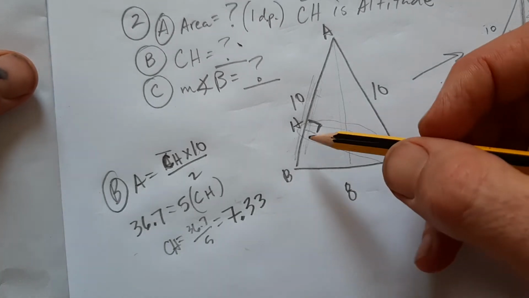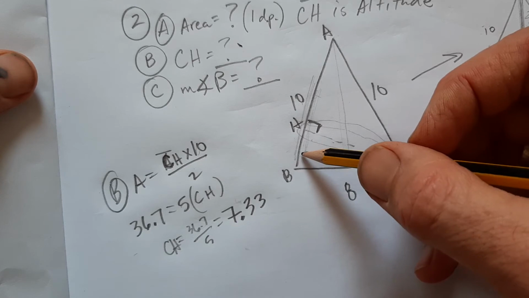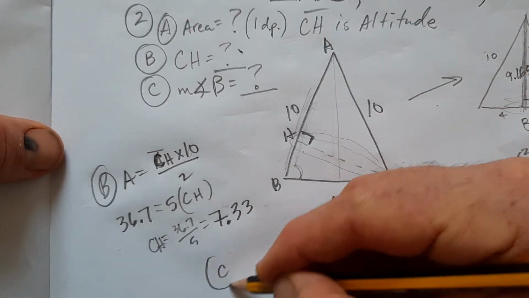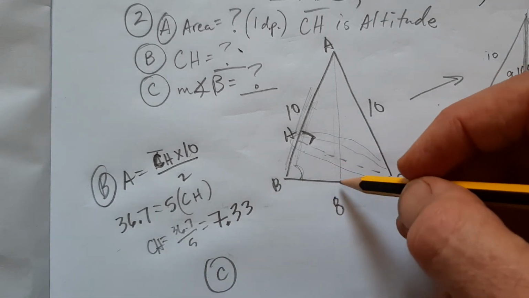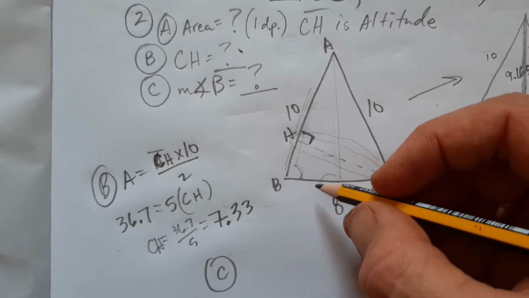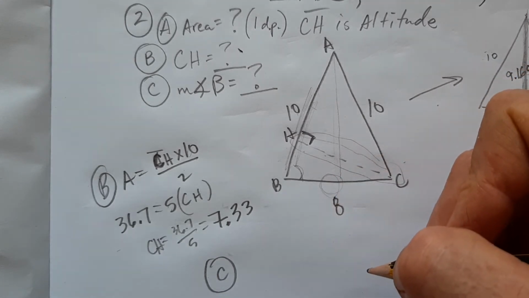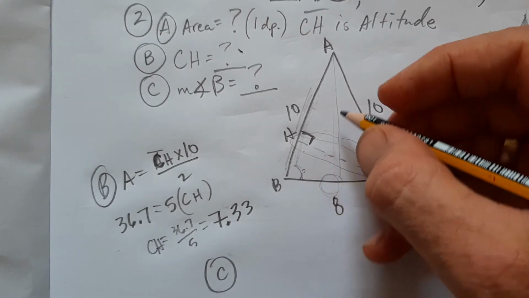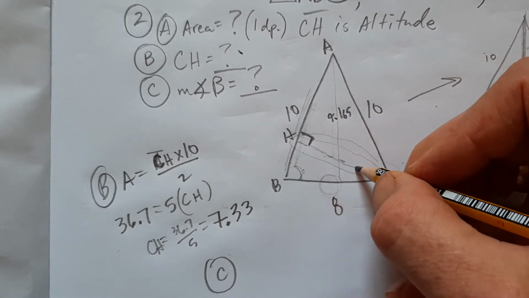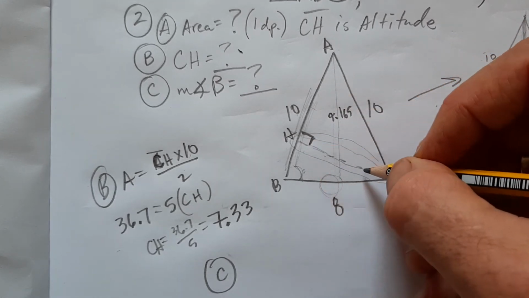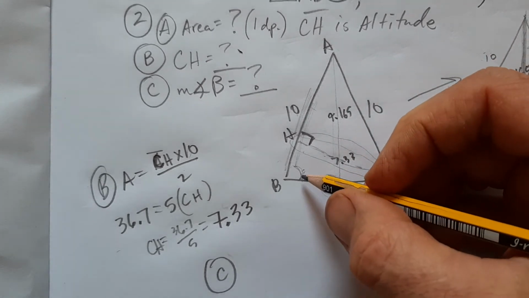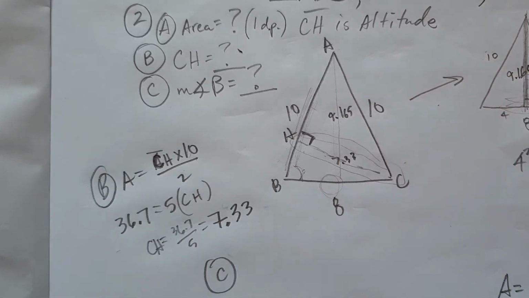So now we want to find the measure of angle B. Now you use your trig from last time. You can do it a couple different ways. I know I've got this as my hypotenuse, so what am I wanting to find again? Angle B, measure of angle B. So I've got this height is 9.165. This, AH and CH is 7.33. So we've got both ways.